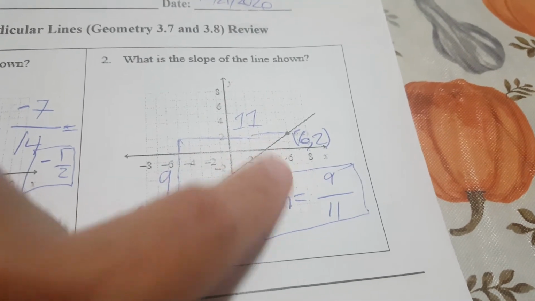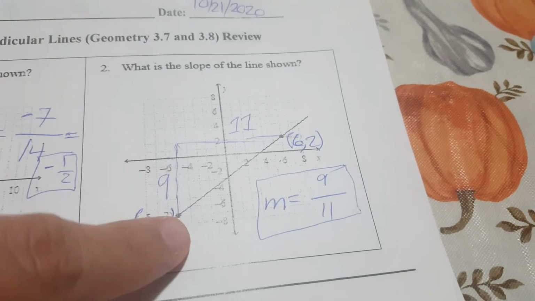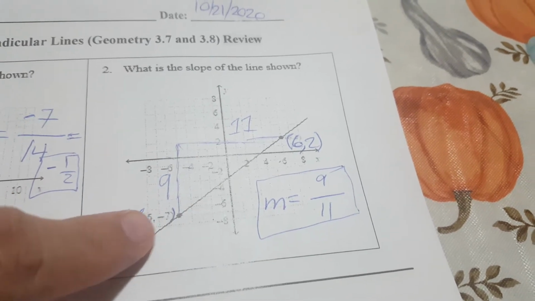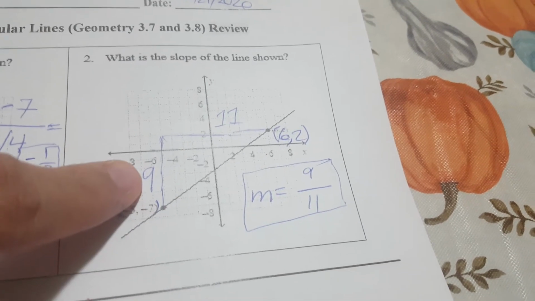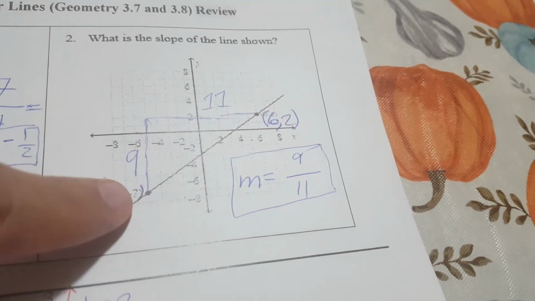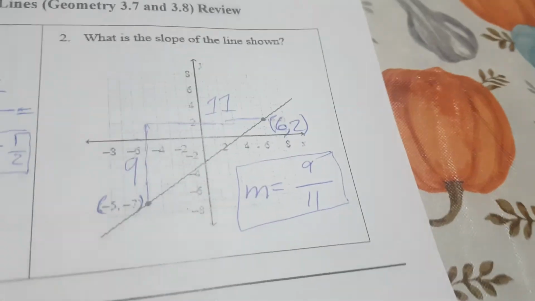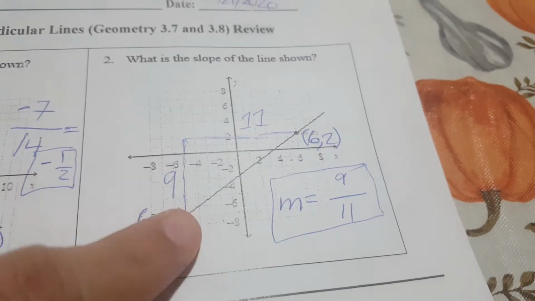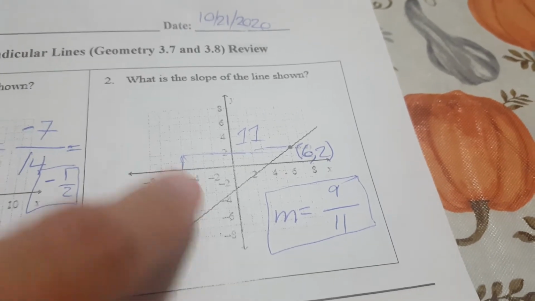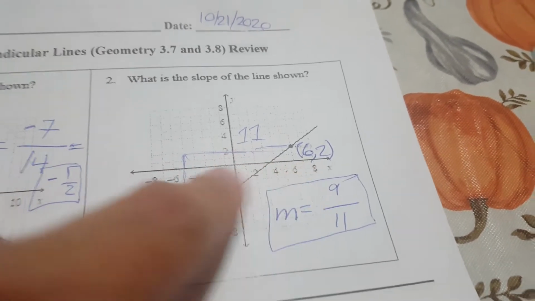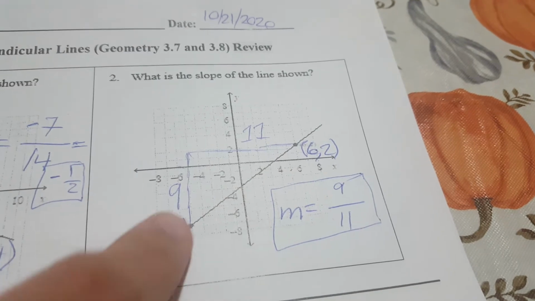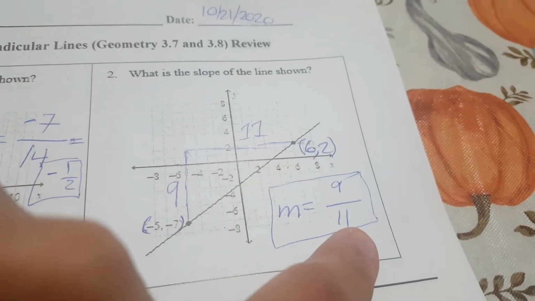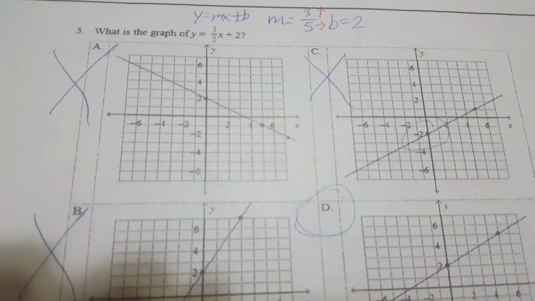Going from this point to this point, I'm going to have to go up. How much am I going up? I'm going up, look at your y value. I'm going up 7, and then I'm going up another 2. So in total, I'm going up 9. And then I'm going to go to the right. Look at your x's. This is 5, so I'm going over 5, and then another 6. That's a total of 11. So I'm going up 9, right 11. So the slope is 9 over 11.